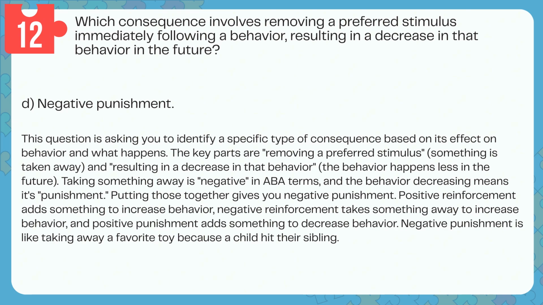Positive reinforcement adds something to increase behavior. Negative reinforcement takes something away to increase behavior, and positive punishment adds something to decrease behavior. Negative punishment is like taking away a favorite toy because a child hit their sibling.